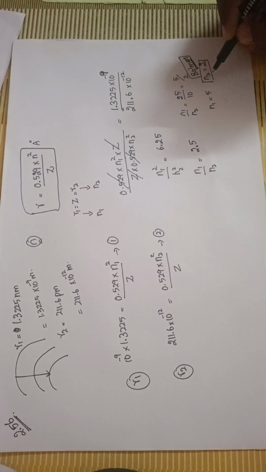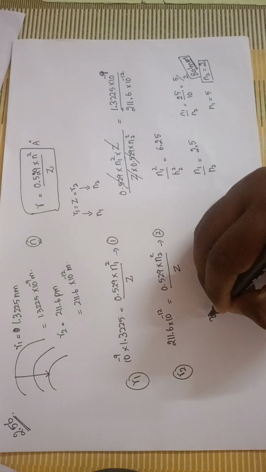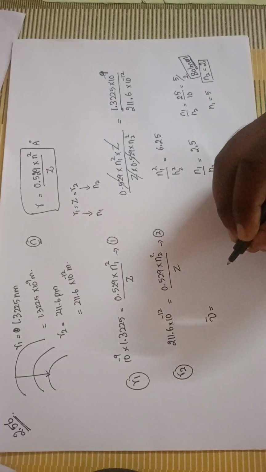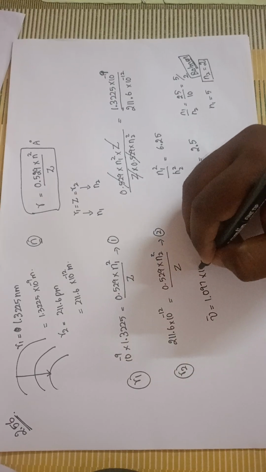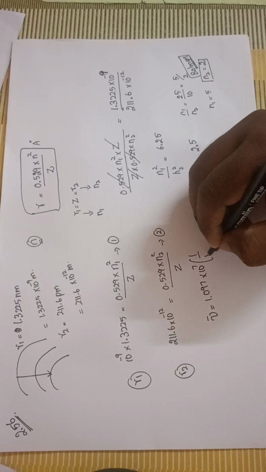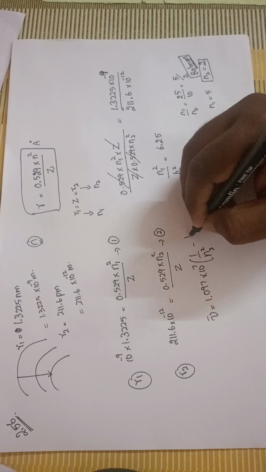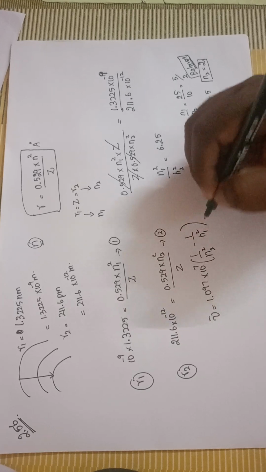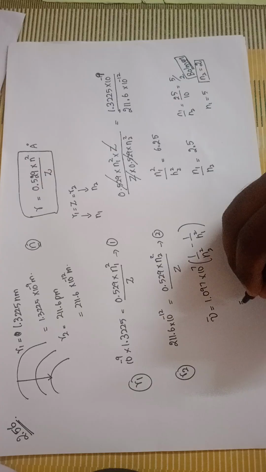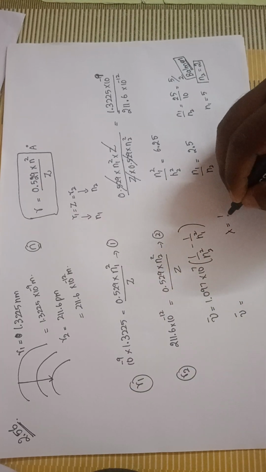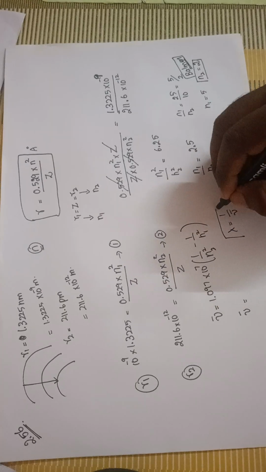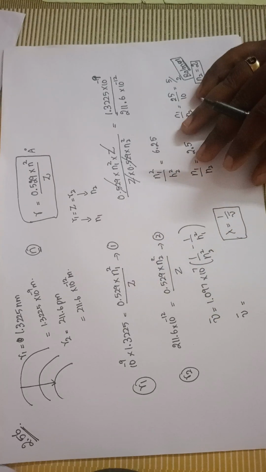So now we know n1 and n2. By using this we can identify the mu bar. Mu bar formula is 1.097 into 10 power 7 times 1 by n2 square minus 1 by n1 square. Substitute here and you will get the mu bar. Once mu bar is known, lambda will be equal to 1 by mu bar. So easily you can identify the lambda.